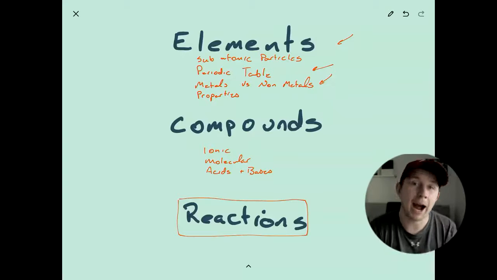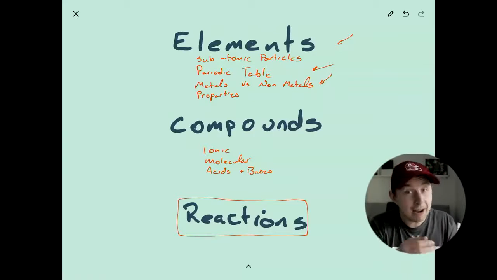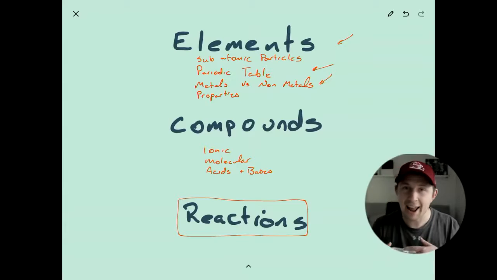Then we started combining our elements to make compounds. Now, there are three main ways that we did that. Way number one, we started talking about ionic compounds, which was a metal and a nonmetal. Then we moved into molecular, nonmetal and nonmetal. And then finally, we finished up with acids and bases that had their own set of rules and naming.